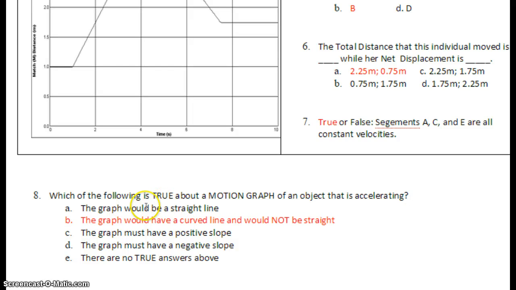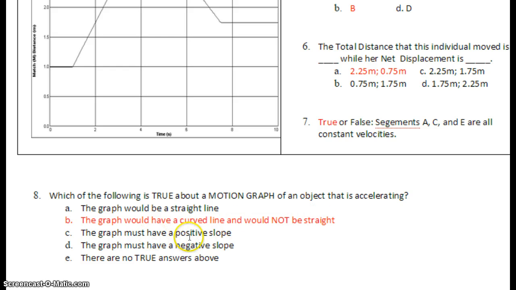Well, that's false. It would be curved. The graph would have a curved line. It would not be straight. That is true. If it was a position time graph that was curved, that would tell me that it'd be accelerating and would not be straight.